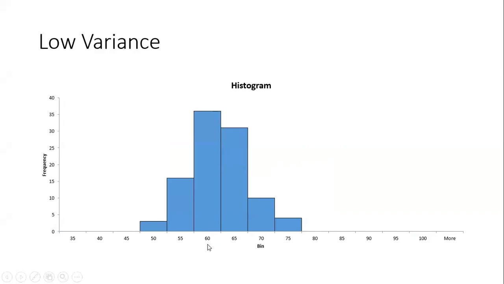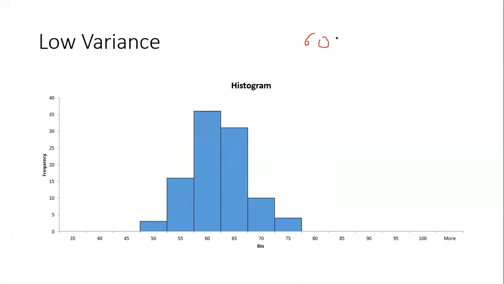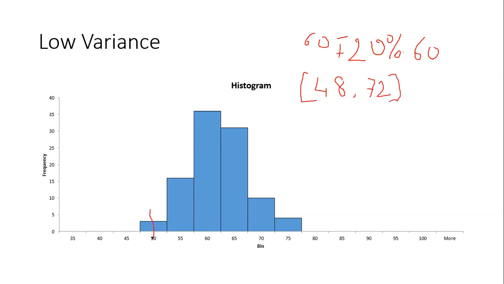Let's say this is the mean, 60. So if I say, for example, 60 plus minus 20%, then what is the interval now? 60 minus 20% times 60, of course. So this is 12. 60 minus 12 is 48. 60 plus 12 is 72. So 48 is somewhere here, and 72 is somewhere here. Can you see this? Well, this interval almost covers all of the observations that we have, right? Let's say it covers, I'm just making it up, almost 99% of your observations, right?